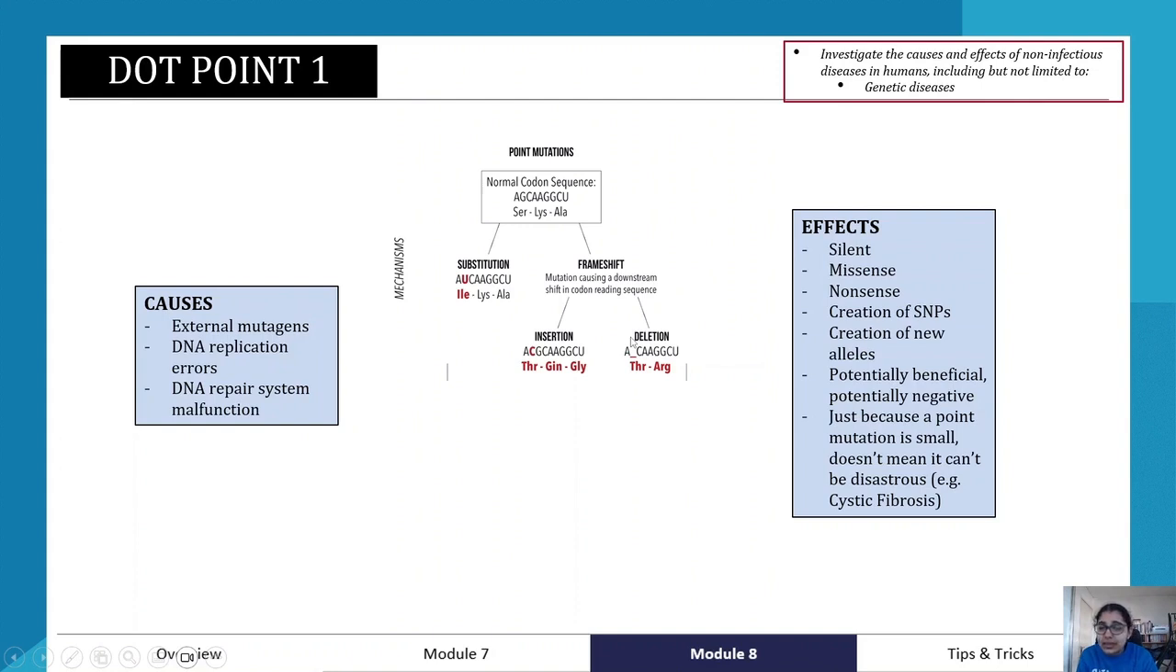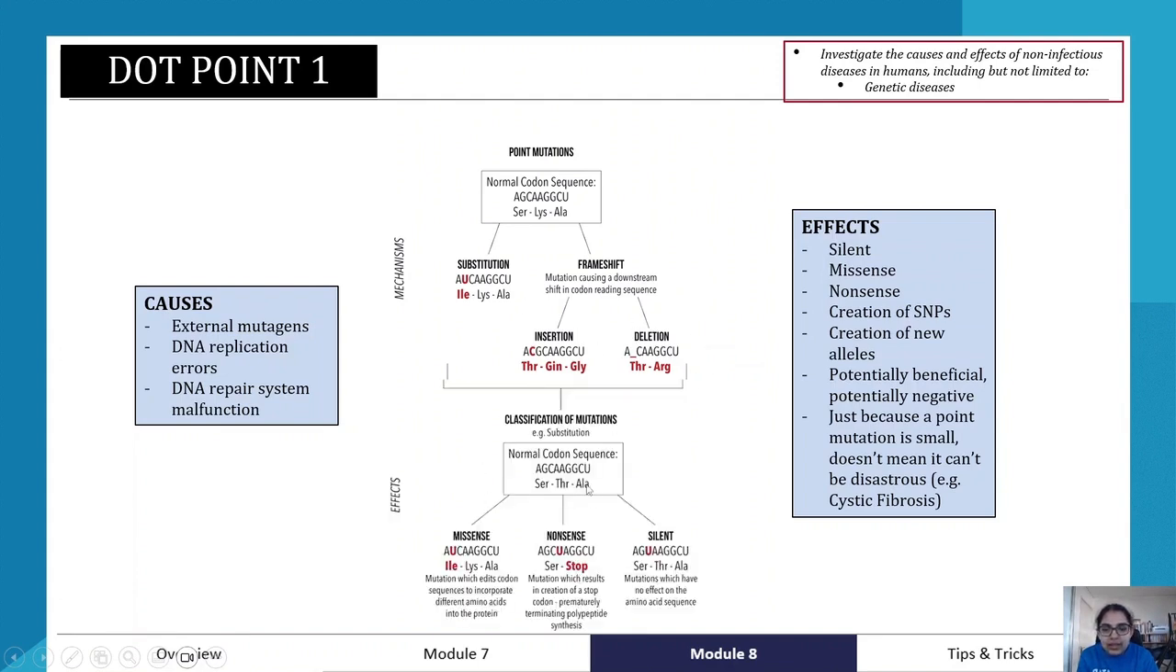Deletion is when we are deleting a certain codon, and that is then going to cause, again, a differing amino acid. And the effects are missense, nonsense, and silent. So missense is when, as we can see here, from the substitution there is going to be obviously editing to that codon, and it will cause a different codon to be added to the chain.